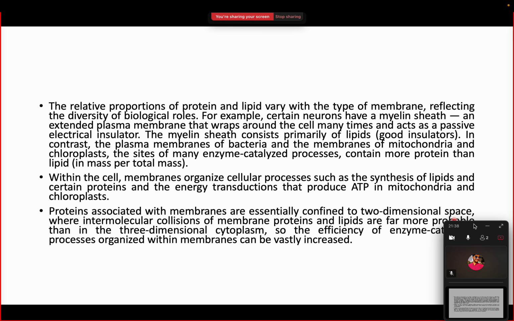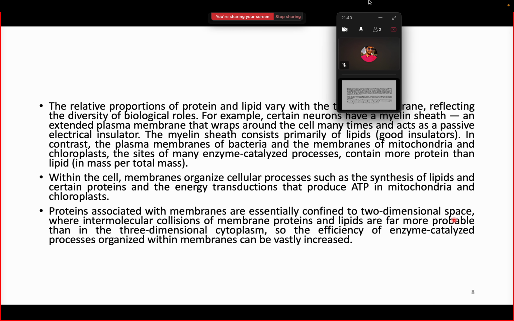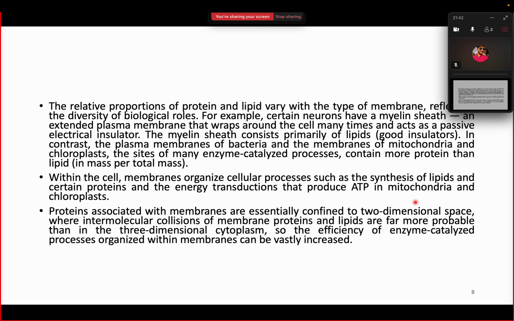Or we can say vice versa that the function and the ability of a cell is determined by what kind of membrane it is surrounded with. Okay, so proteins associated with membranes are essentially confined to two-dimensional space, where intermolecular collisions of membrane proteins and lipids are far more probable than in the three-dimensional cytoplasm. So the efficiency of enzyme-catalyzed processes organized within a membrane can be vastly increased.